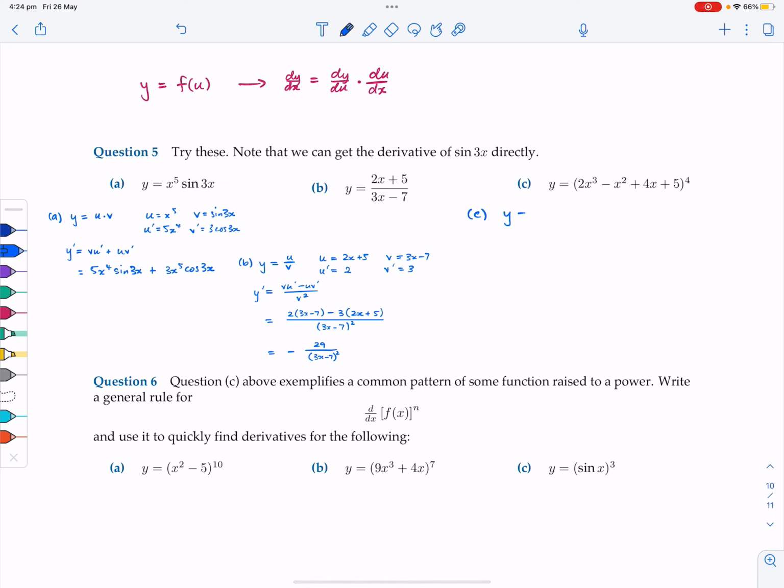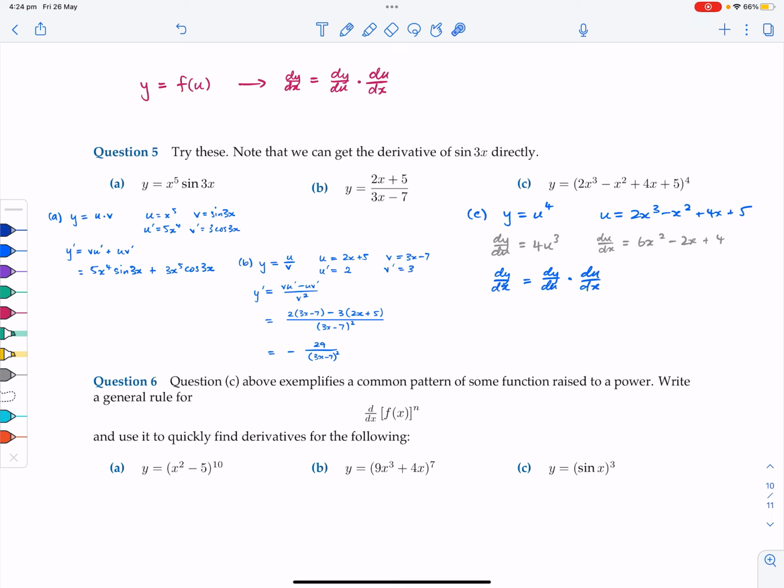Okay, so I have y equals u to the power of 4, and u is 2x cubed minus x squared plus 4x plus 5. So let me write the little details. dy/du is 4u cubed, and du/dx is 6x squared minus 2x plus 4. And to put it together, dy/dx equals dy/du times du/dx.